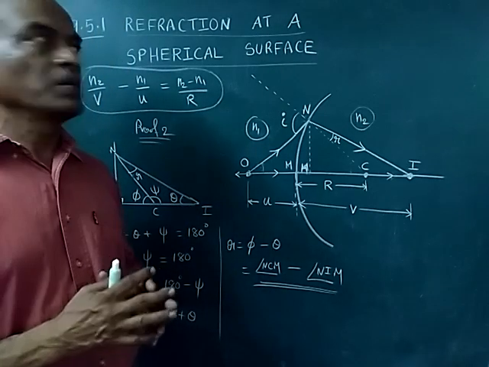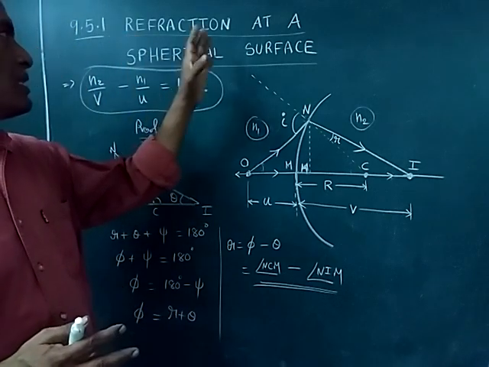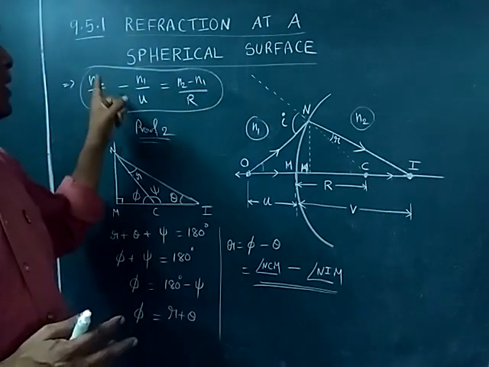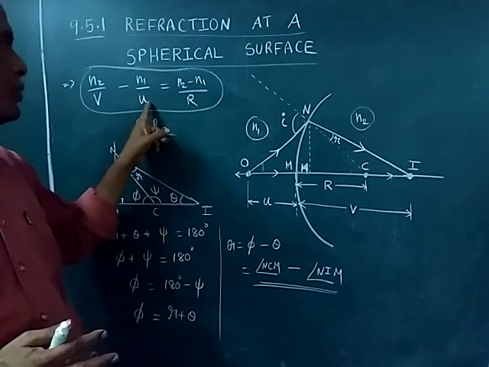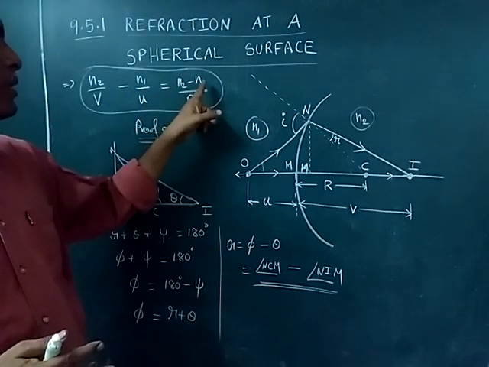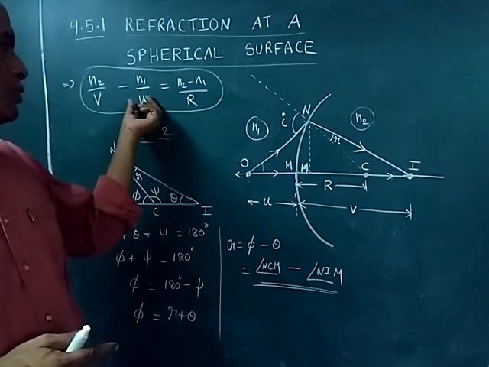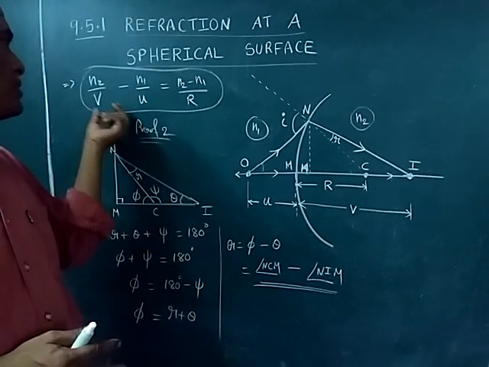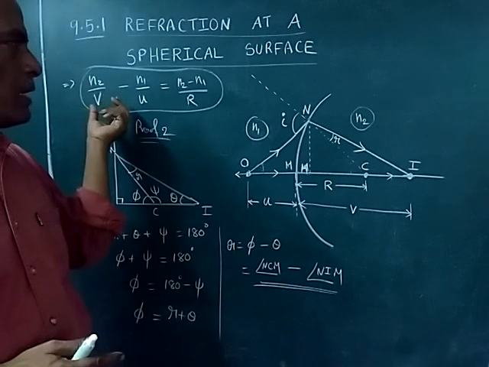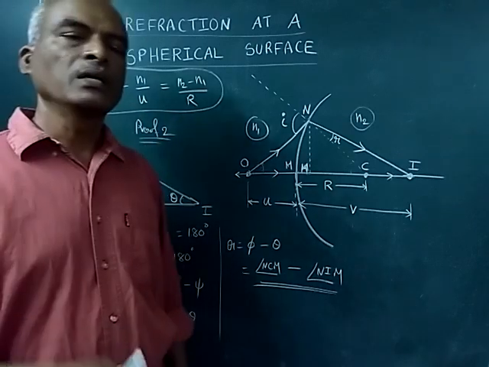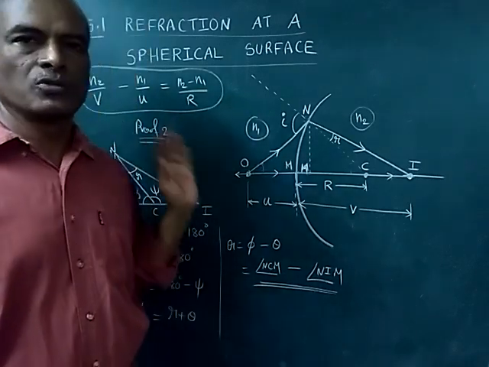So the final equation of this topic, refraction at a spherical surface, is N2 by V minus N1 by U is equal to N2 minus N1 divided by R. Okay, where U is the distance of the object, V is the distance of the image, and R is the radius of the curvature. Hope you have understood this topic.